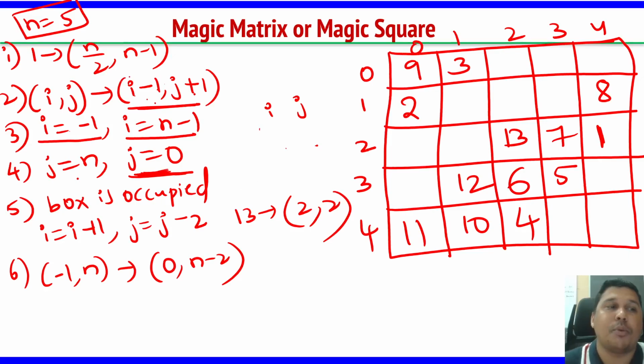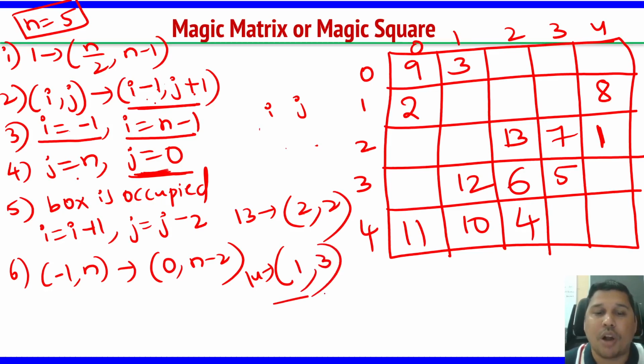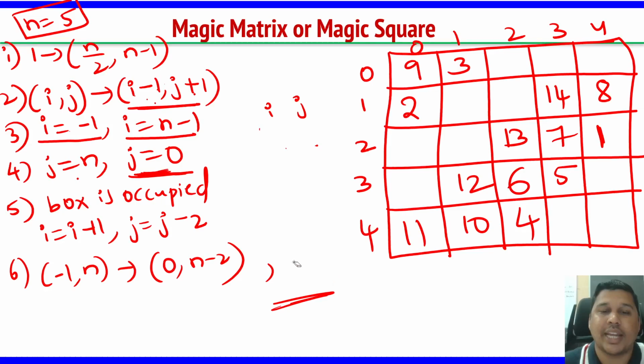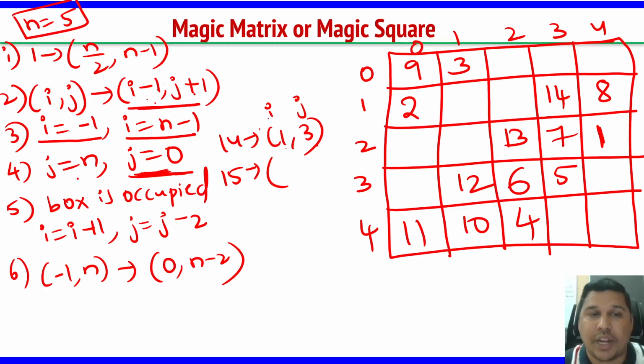Now again go to rule number 2. If a previous location is at 2 comma 2, then the number 14 will be at location i minus 1, that is 2 minus 1, 1, j plus 1, that is 2 plus 1, 3. So in box 1, 3, you place 14. So 1, 3 is empty, you place 14 here. Okay, I will erase this. So 14 is at 1 comma 3. Next, where should I place my 15? Go to rule number 2 again. i, j means i minus 1, that is 1 minus 1, 0, j plus 1, that is 4. So in location 0, 4, place 15. This is empty, I am placing 15 here.